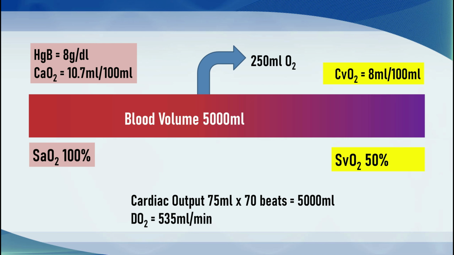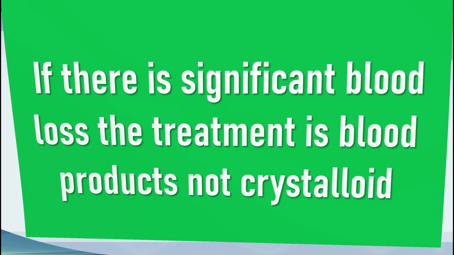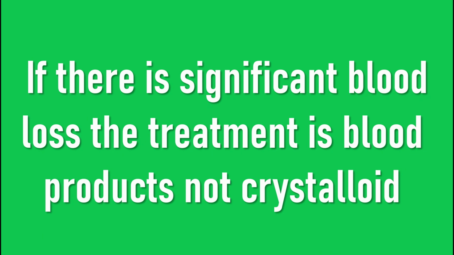Now, these numbers are all estimates, but you can see that although cardiac output is restored and the heart rate slows down, the actual oxygen delivery falls. In addition, due to reversal of vasoconstriction and increased tissue perfusion, oxygen consumption may increase at this stage. The learning point here is that if there is significant blood loss, the treatment is blood products, not crystalloid.